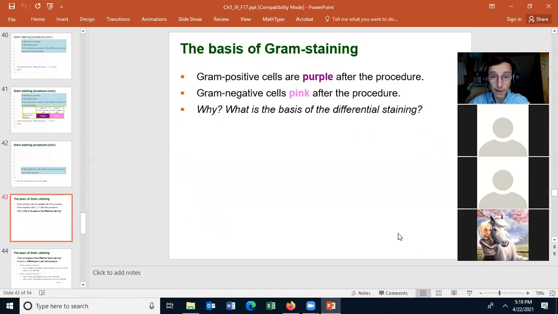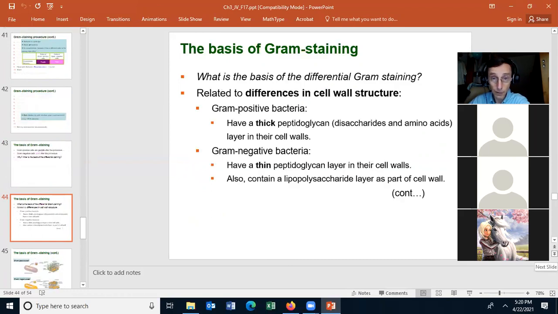So gram-positive cells are purple after the procedure. Gram-negative cells are pink after the procedure. Why? What's the basis of the differential staining? It has to do with the differences in the cell wall of prokaryotic cells. The gram-positive bacteria have a thick peptidoglycan layer, and the crystal violet iodine gets trapped in that thick peptidoglycan layer and doesn't wash out.